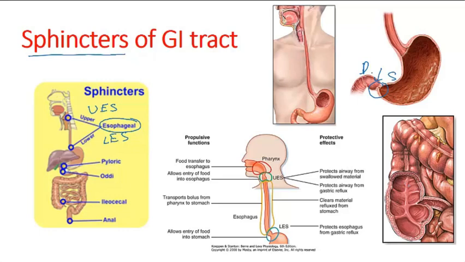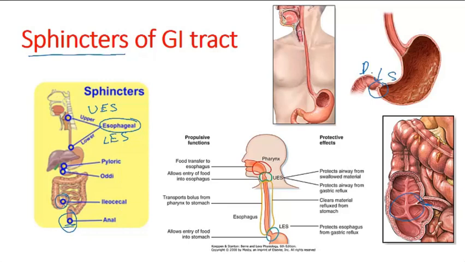The ileocecal sphincter is found, you see here, at the junction between the small intestine and the large intestine. So as I mentioned, these sphincters are present at all of the branch points. And then we have the internal anal sphincter and the external anal sphincter. Both are present in the anus area and control the movement and release of the feces outside the body.